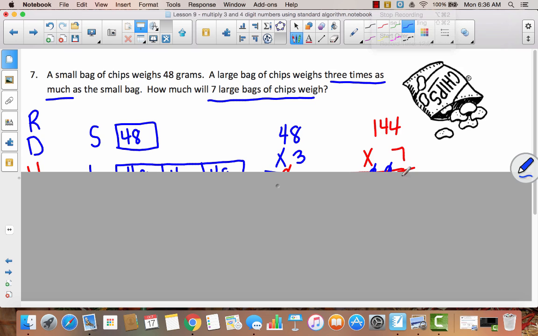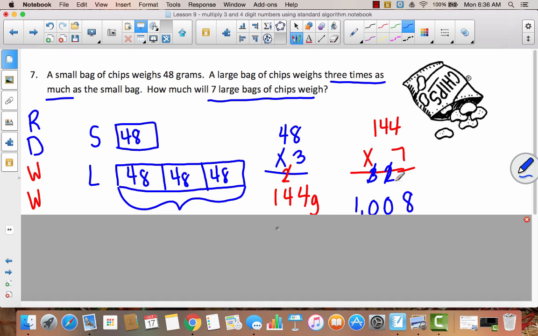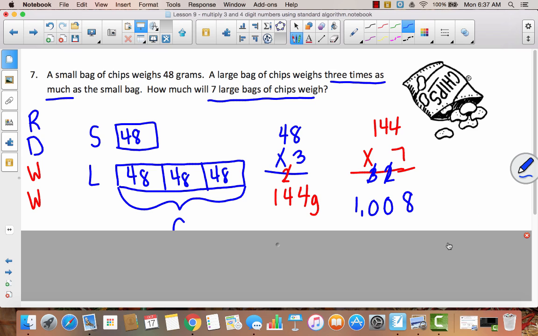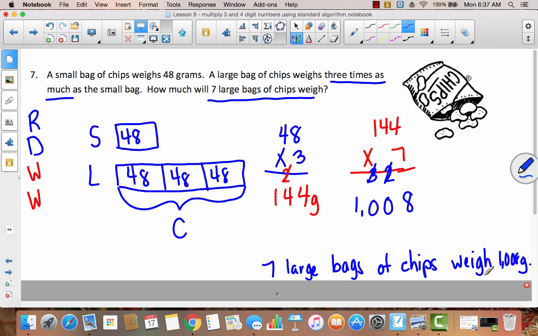Okay, so let's take a look here. So I did 4 ones times 7, which gave me 28 ones. You can see my 28. And then I did 4 tens times 7, which is 28 tens, plus 2 tens, which is 30 tens. And then 100 times 7, which is 7 hundreds, plus 3, which gave me 10 hundreds. So I got an answer of 1,008. So how much will 7 large bags of chips weigh? 7 large bags of chips weigh 1,008 grams.